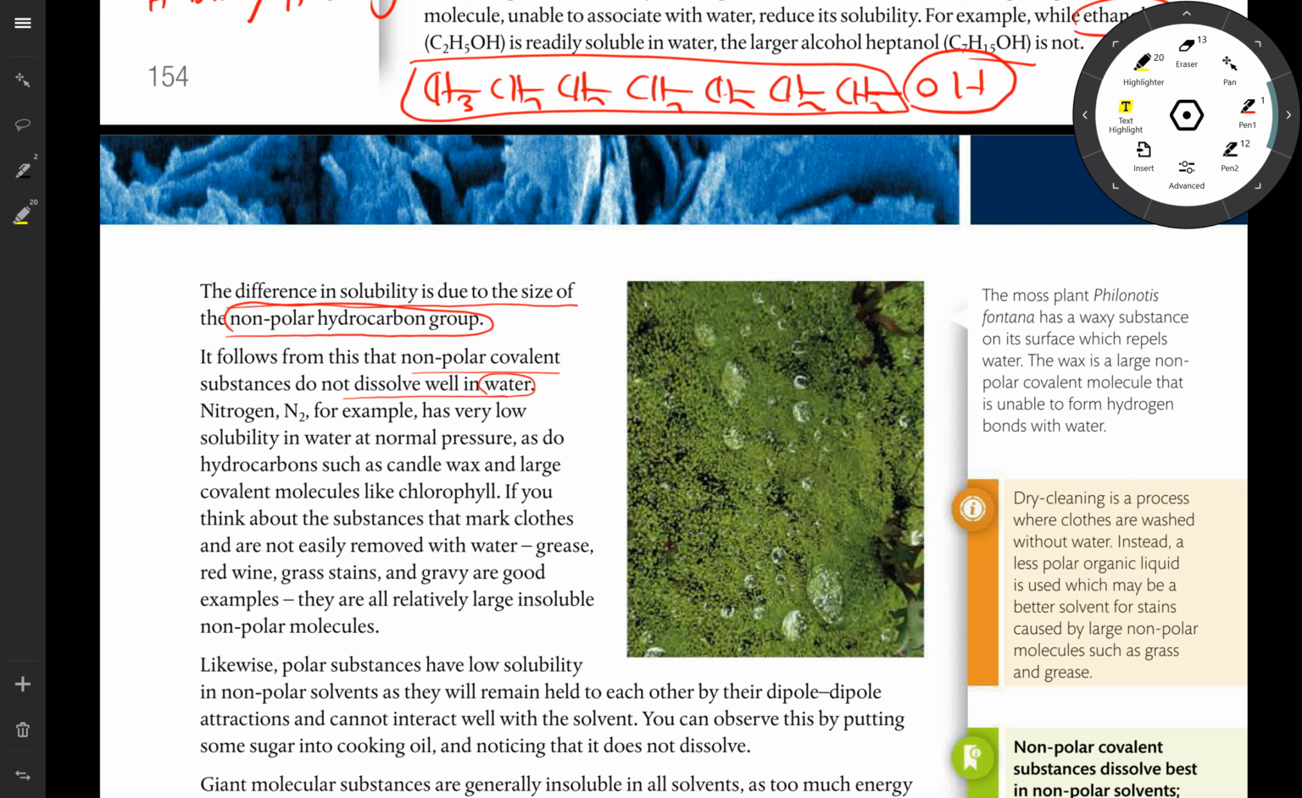Most of the hydrocarbons, which are non-polar, like wax, are not soluble in water. Most of the chemicals that can stain clothes are non-polar and they cannot be dissolved in water, like chlorophyll, for example, red wine, grass stains, grease. All of them are non-polar molecules, so they cannot be soluble in water. As we say, they are insoluble non-polar molecules in water.